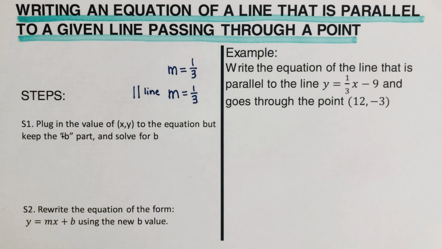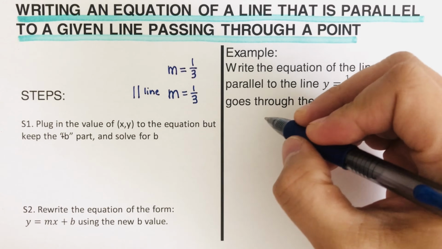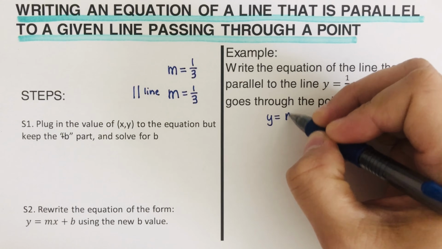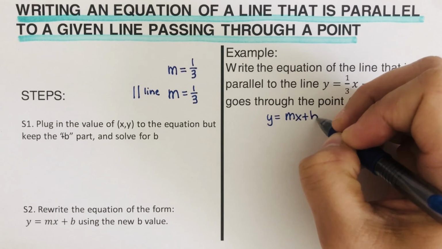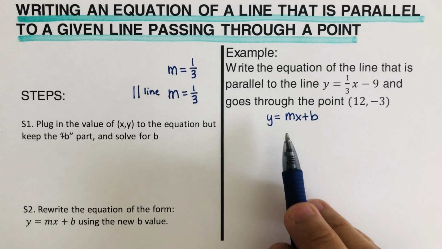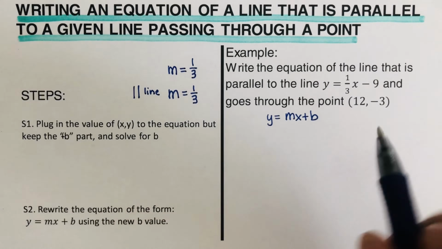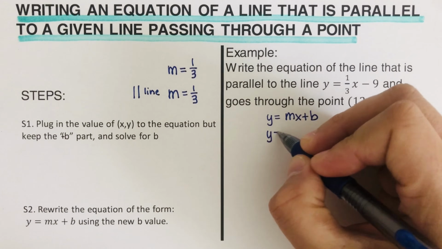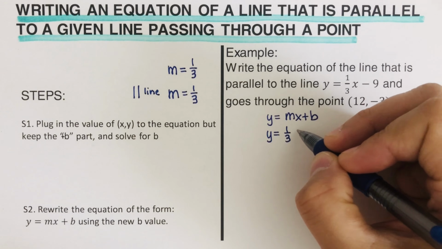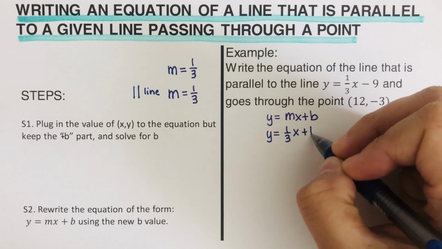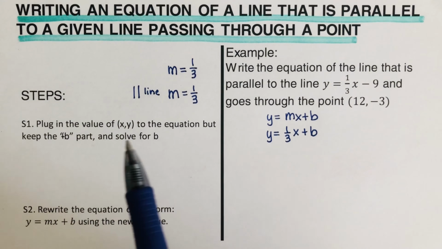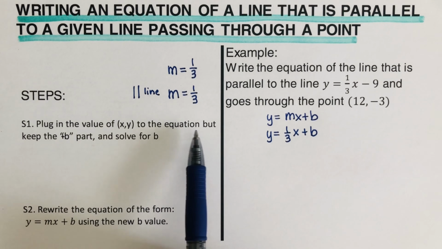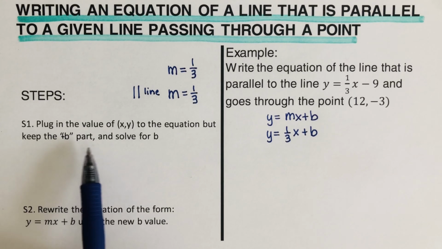So then from here we can go ahead and write the slope intercept form of the second line. That is y equals mx plus b. So then we go ahead and plug in the value for m of the parallel line, which is 1/3. So that is y equals 1/3 x plus b. Now in this step, we are supposed to plug in the values of x and y into the equation, but we keep the plus b part and solve for b.